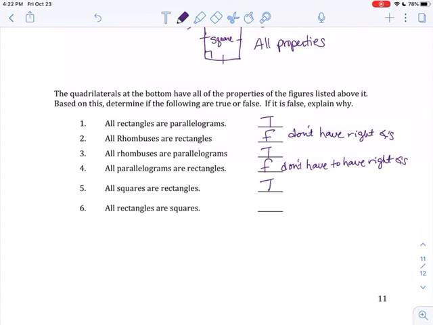All squares are rectangles. A rectangle has right angles. Does a square have right angles? It sure does. All rectangles are squares. No, a square has to have all sides congruent. A rectangle does not. So this would be false. It doesn't have to have all sides congruent.